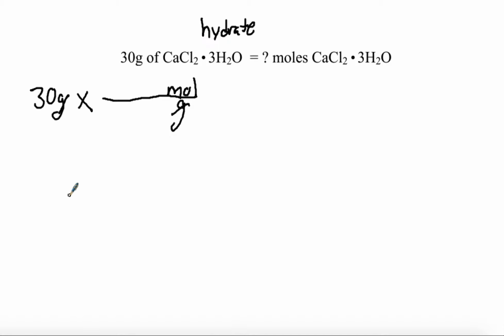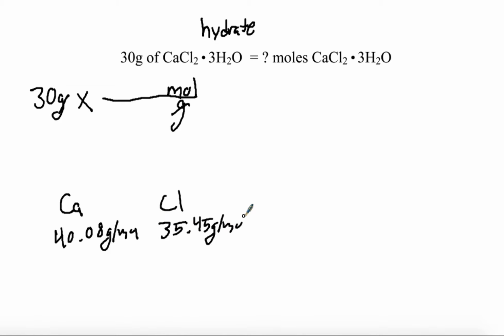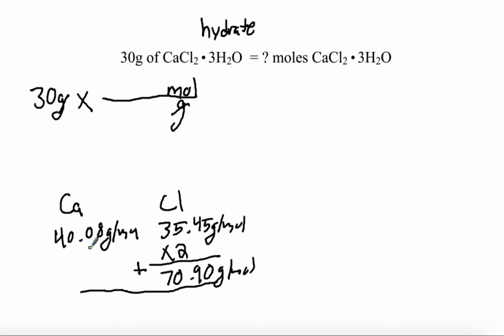So if we take a look at calcium, this has a mass of 40.08 grams per mole, and chlorine, which has a mass of 35.45 grams per mole. Okay, but we have 2 chlorines, so that means chlorine is contributing a mass of 70.90 grams per mole. Okay, so the sum of these two is going to be 110.98 grams per mole.